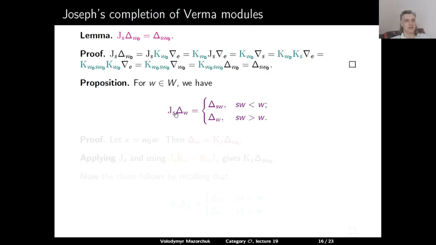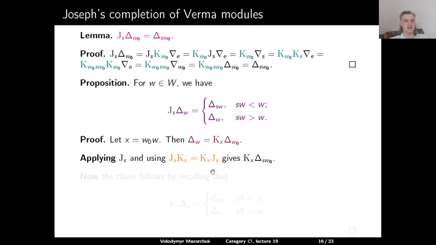We can now use this to prove the following. Joseph's completion J_S applied to delta W is equal to delta W if SW is greater than W, and it is equal to delta SW if SW is smaller than W. So denote by X the element W0 times W. Then delta W is equal to K_X applied to delta W0. Applying J_S and using that J_S and K_X commute, we get the module K_X applied to delta S W0. Now the claim follows by recalling that K_t acts on delta Y in the following way. It gives delta Y if Yt is greater than Y, and it gives delta Yt if Yt is smaller than Y, for any Y in W.